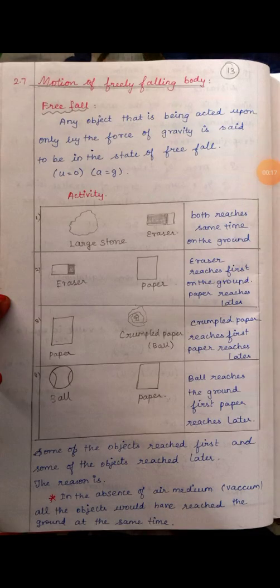See here, free fall. Now let us see the definition of free fall. Any object that is being acted upon only by the force of gravity is said to be in the state of free fall. For example, a lift. In the lift, there is no wire connection. Without any wire connection, it is coming straight down. It is a free fall.